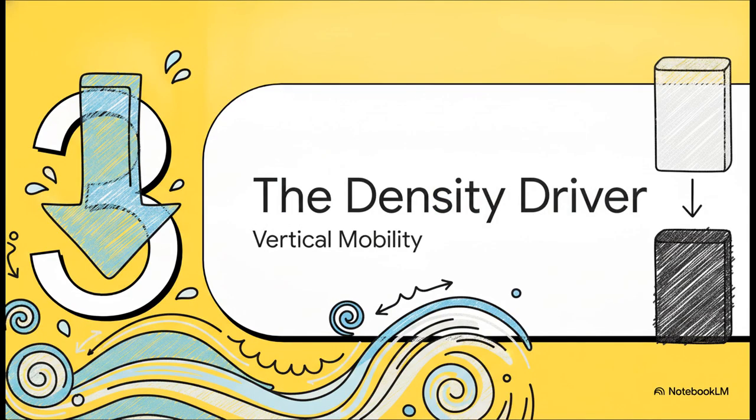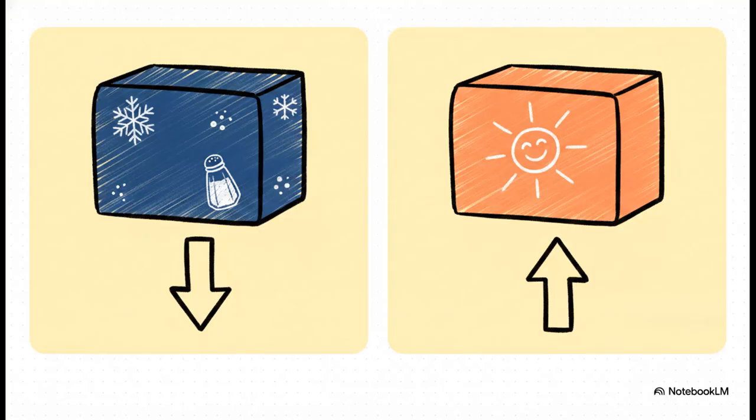Which naturally leads us to section 3, the density driver. How does that deep 90% move at all if the wind can't even reach it? Let's take a look at the vertical mobility of this engine. Down in the deep ocean, density dictates absolutely everything. And density is driven by 2 main things: salt and temperature.